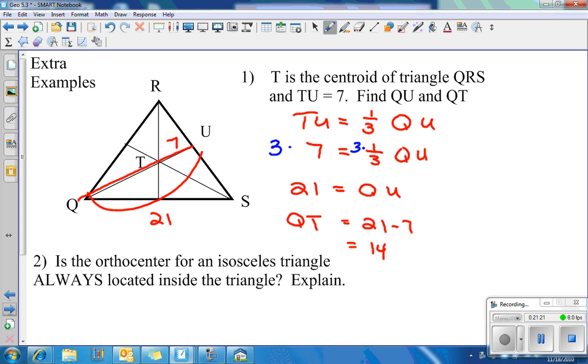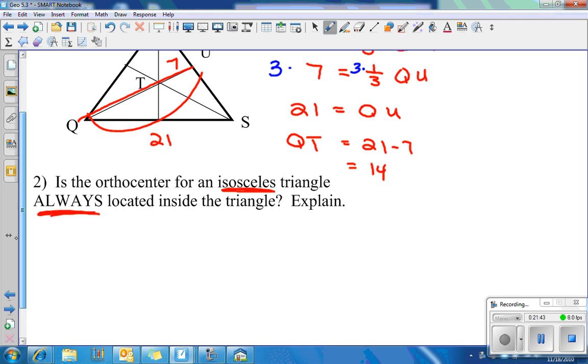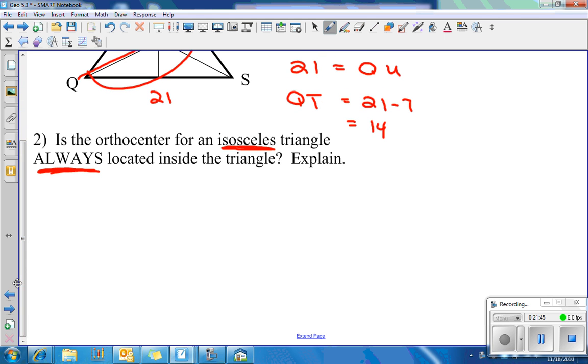My question is, is the orthocenter of an isosceles triangle always inside? What's isosceles? At least 2 sides are equal. Very good. So is the orthocenter of the isosceles triangle always located inside the triangle? Yes or no? Yes. Everybody agree? Yes? Okay, it's not. The key word is always, and it's not.